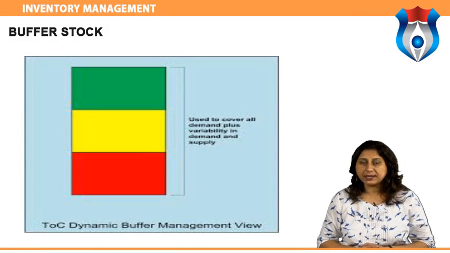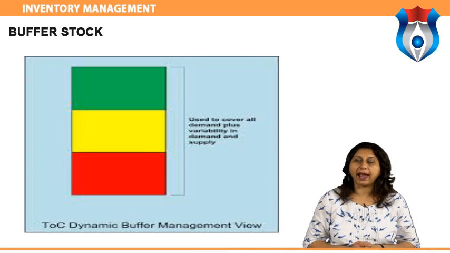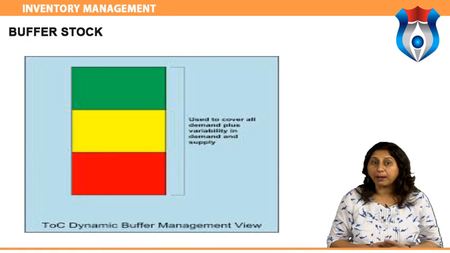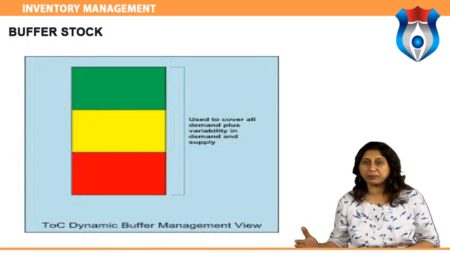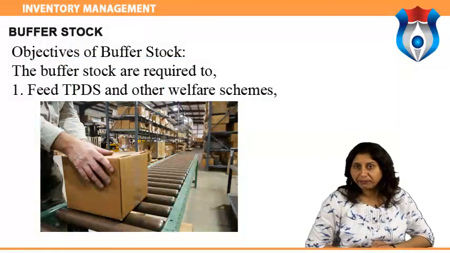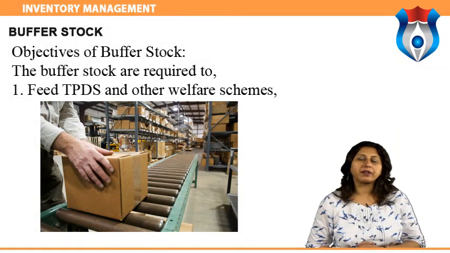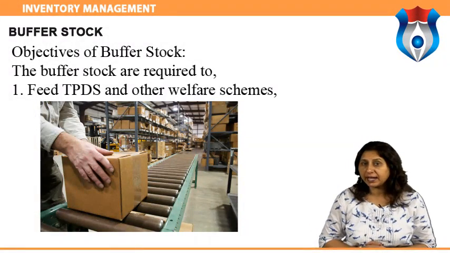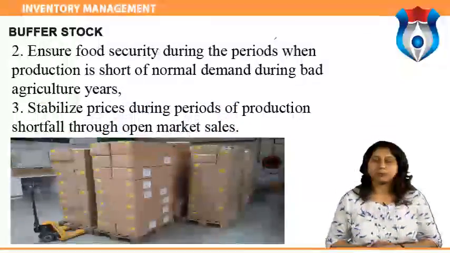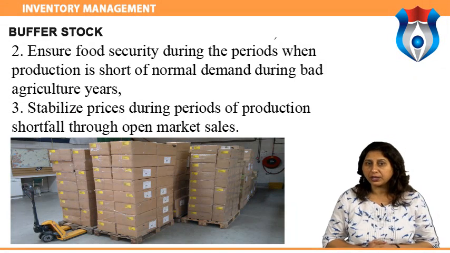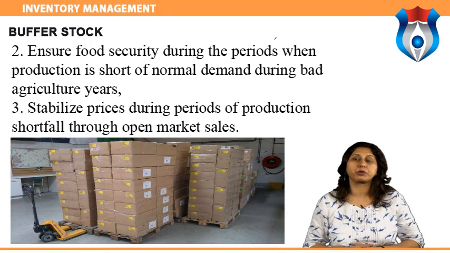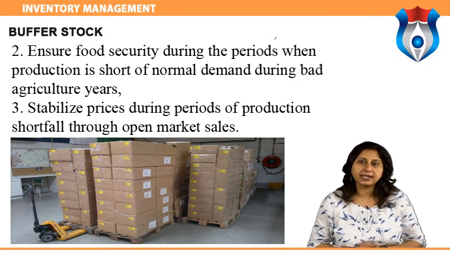Buffer stock schemes seek to stabilize the market price of agricultural products by buying up supplies of the product when harvests are plentiful and selling stocks of the product onto the market when supplies are low. Objectives of buffer stock: the buffer stock is required to feed TPDS and other welfare schemes, ensure food security during the periods when production is short of normal demand during bad agriculture years, and stabilize prices during periods of production shortfall through open market sales.